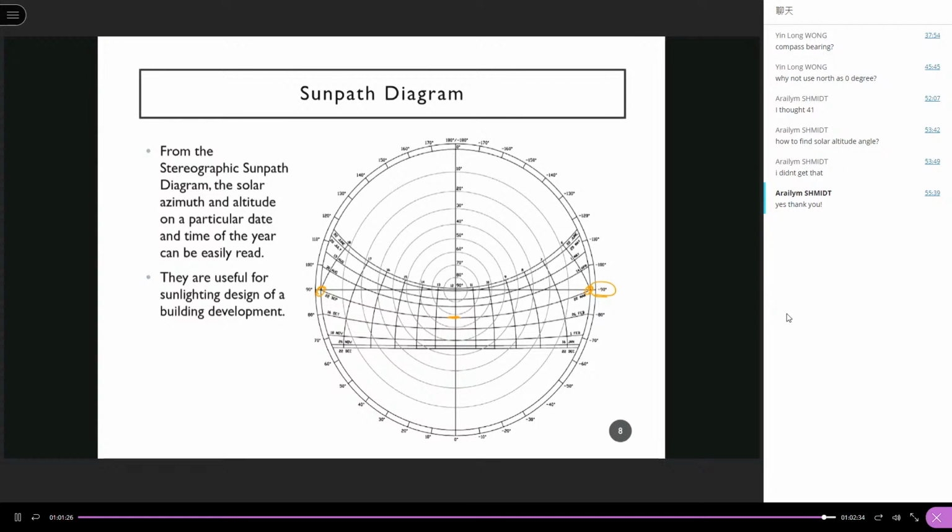So let's see how to find out the solar altitude. We may use this line, and then we can draw a concentric circle over here. If this is 60 and this is 70, then this point will be about 68. So the best answer should be 68.